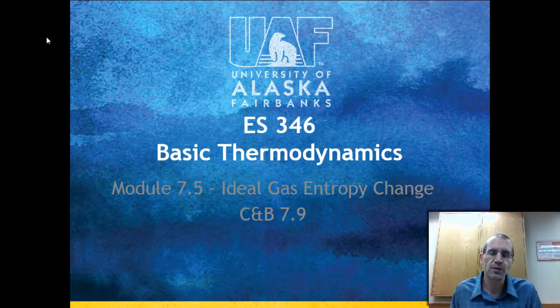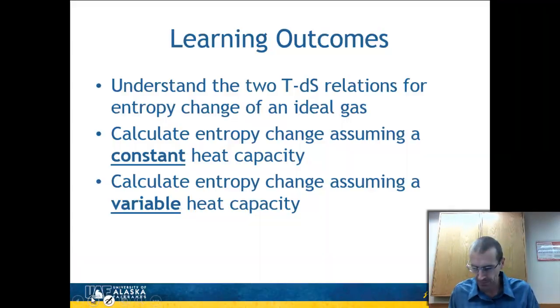This is module 7.5, Ideal Gas Entropy Change, and the section in the textbook is section 7.1. Here are the three learning outcomes from this module. At the end, you will understand the two TdS relations for entropy change of ideal gases. You'll be able to calculate the entropy change assuming a constant heat capacity, and you'll also be able to calculate the entropy change assuming a variable heat capacity.